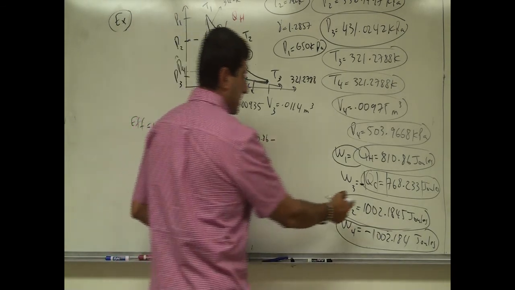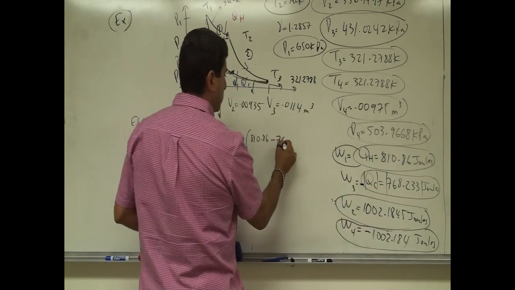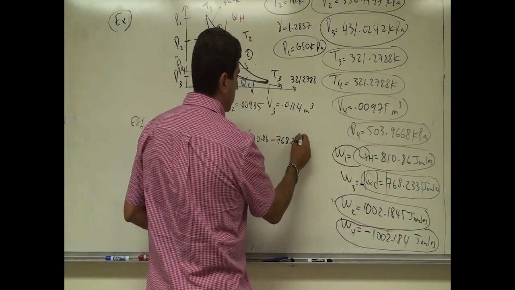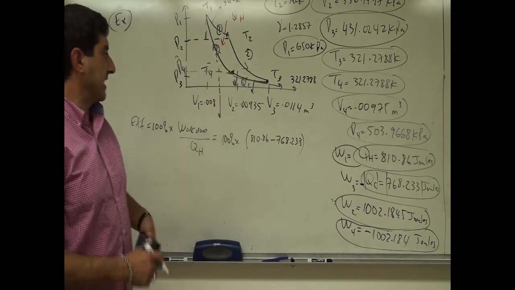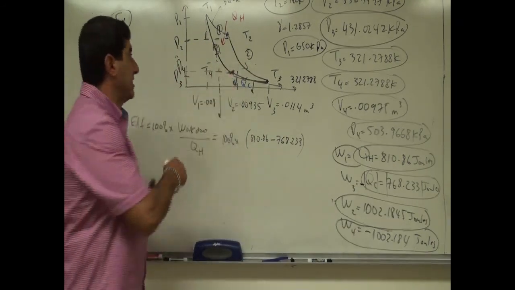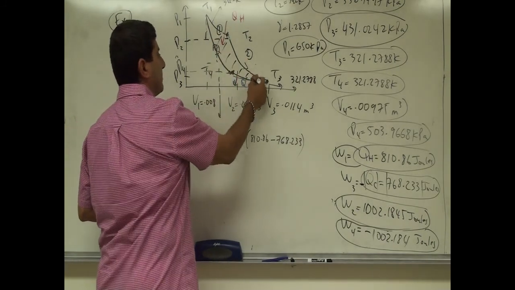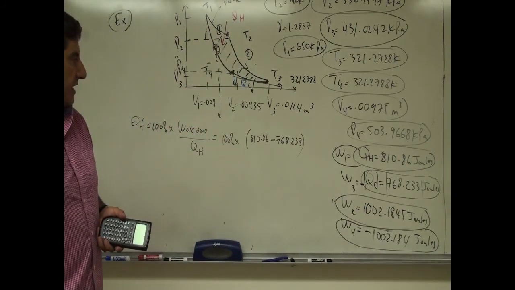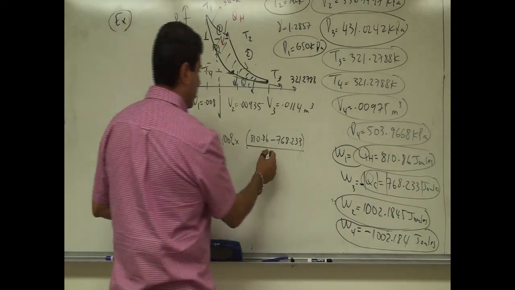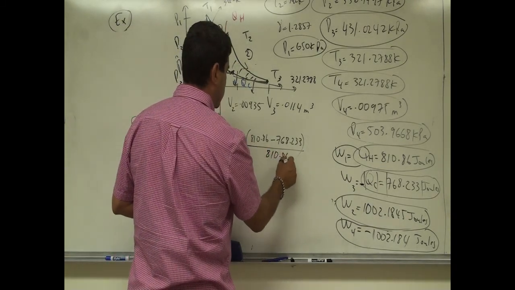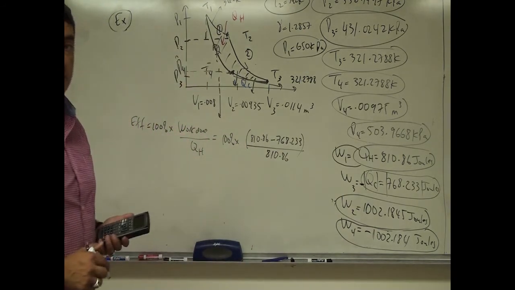810.86 minus 768.233. The W2 and the W4 cancel each other. That's the total work done by the gas, which graphically represents the area under this graph, right? The area under that graph. So then you divide that by what? Q hot, which is equal to 810.86. That's the efficiency of that engine.